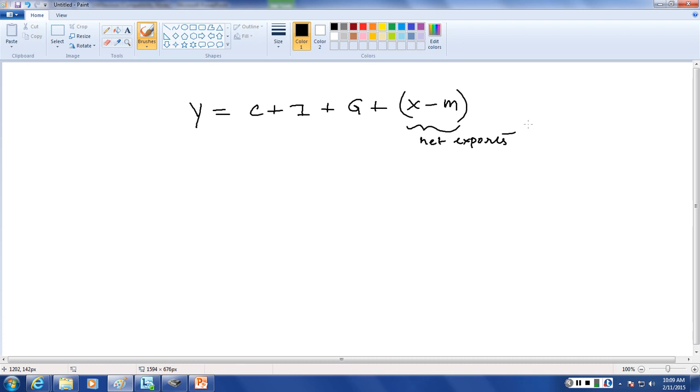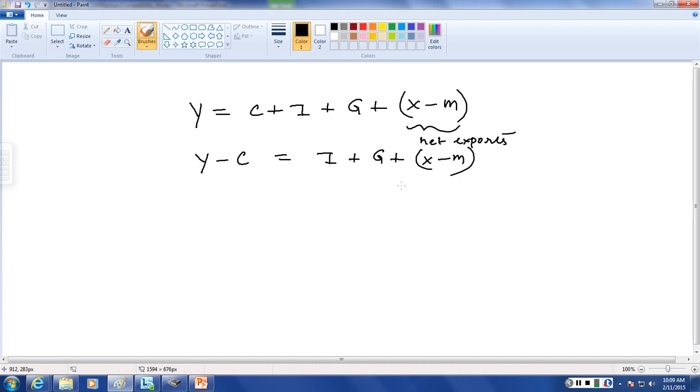Now, net exports. Now let me do something here. Let me subtract C from both sides of this equation. So we have Y minus C then, and that is going to be equal to I plus G plus X minus M, correct? Everyone's fine with that little bit of algebra?